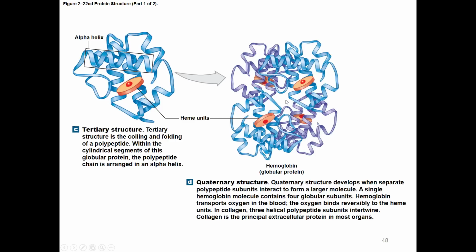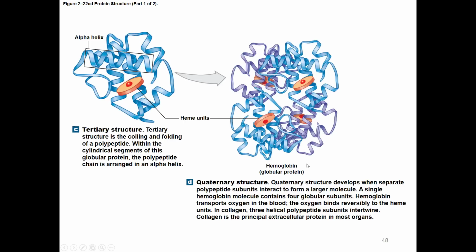So you can see that these individual polypeptide subunits, some blue and some purple, are interacting to form a larger molecule. An example of this protein would be hemoglobin. And hemoglobin is pretty critical. This is what carries oxygen in the blood.